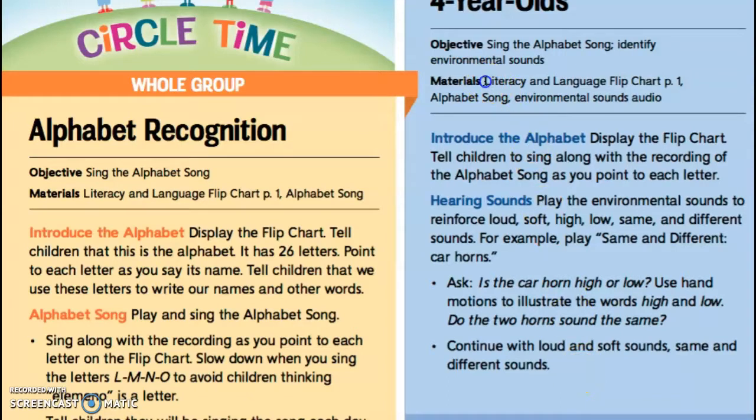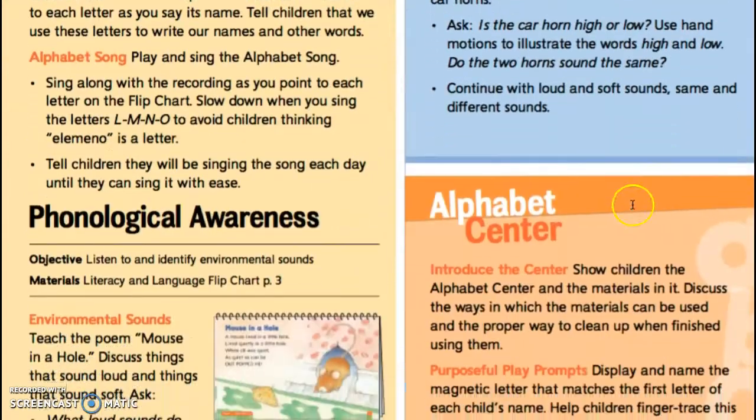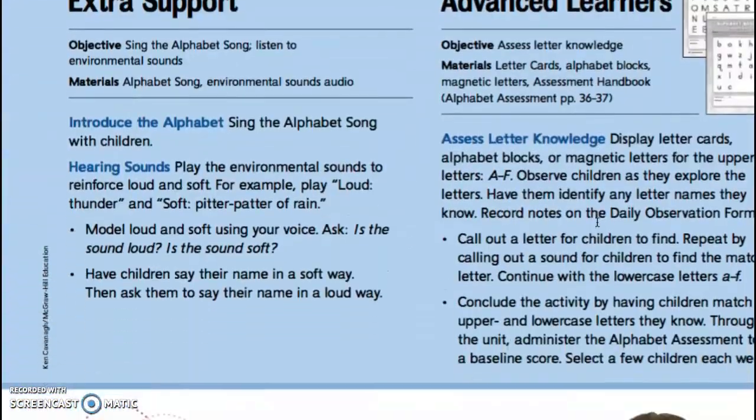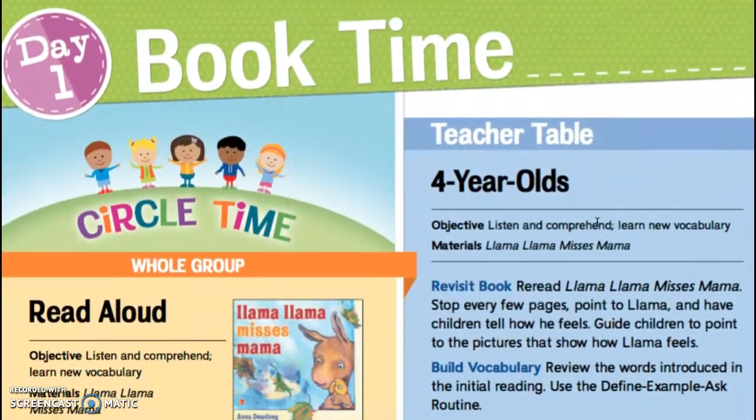Something good to keep in mind is it might ask you to use a specific type of material or curriculum, book or something like that. This is asking for the literacy and language flip chart. This would be something good to write under materials because it's something you need for your activity. All right. Let's show another example.